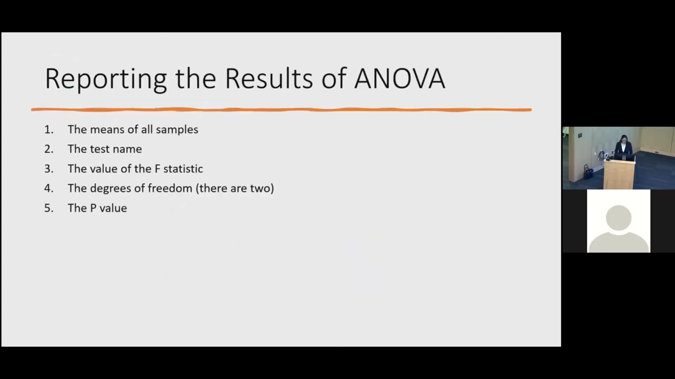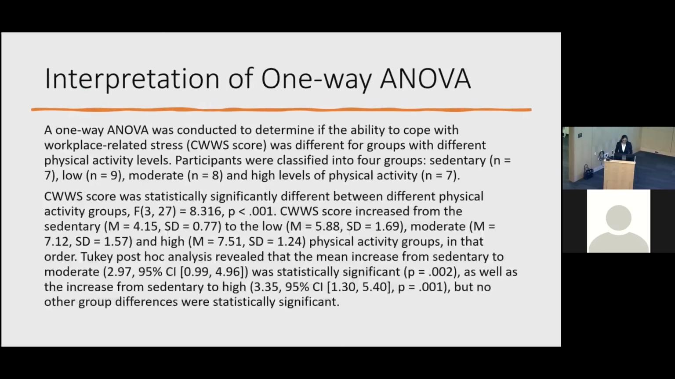Okay, so reporting the results of the ANOVA. Just like the t-test, all you have to do is report the means of all the samples in the data set, the test name, the value of the F statistic, and the degrees of freedom. Remember that there are 2 degrees of freedom for ANOVA: one is the degrees of freedom between groups and one is within groups. And then the p-value. So let's look at the interpretation of one-way ANOVA.